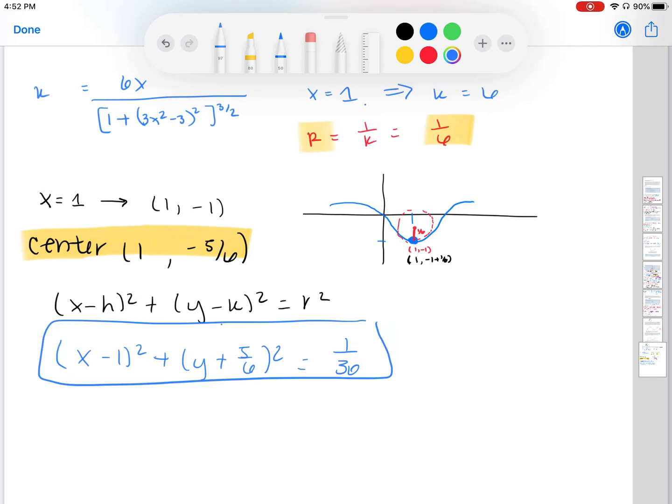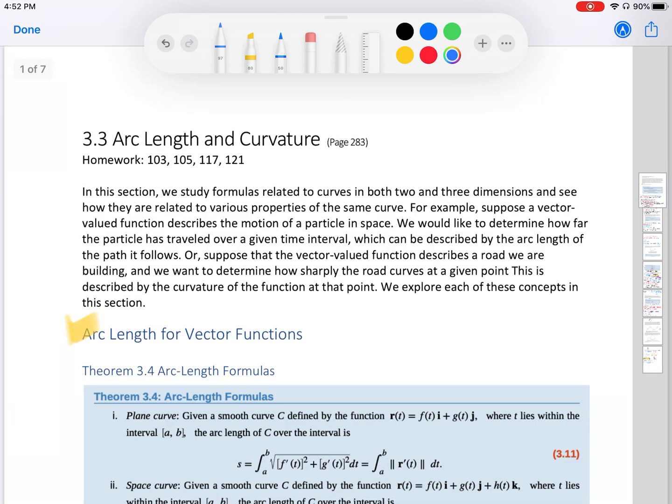There we have it. That was section 3.3, arc length and curvature. Thank you.